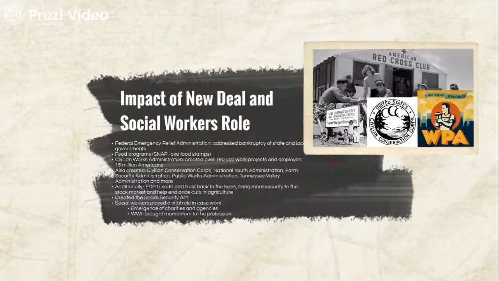So the impact of the New Deal and the role of social workers. The New Deal had a bunch of policies that helped create jobs for many Americans and helped give relief to many Americans. So, for example, there was the FERA, or the Federal Emergency Relief Administration, which helped state and local governments with finances. The food programs like the SNAP, aka the food stamps, that helped give meals to people. The CWA, PWA, CCC, NYA. These are all examples of policies that were formed.